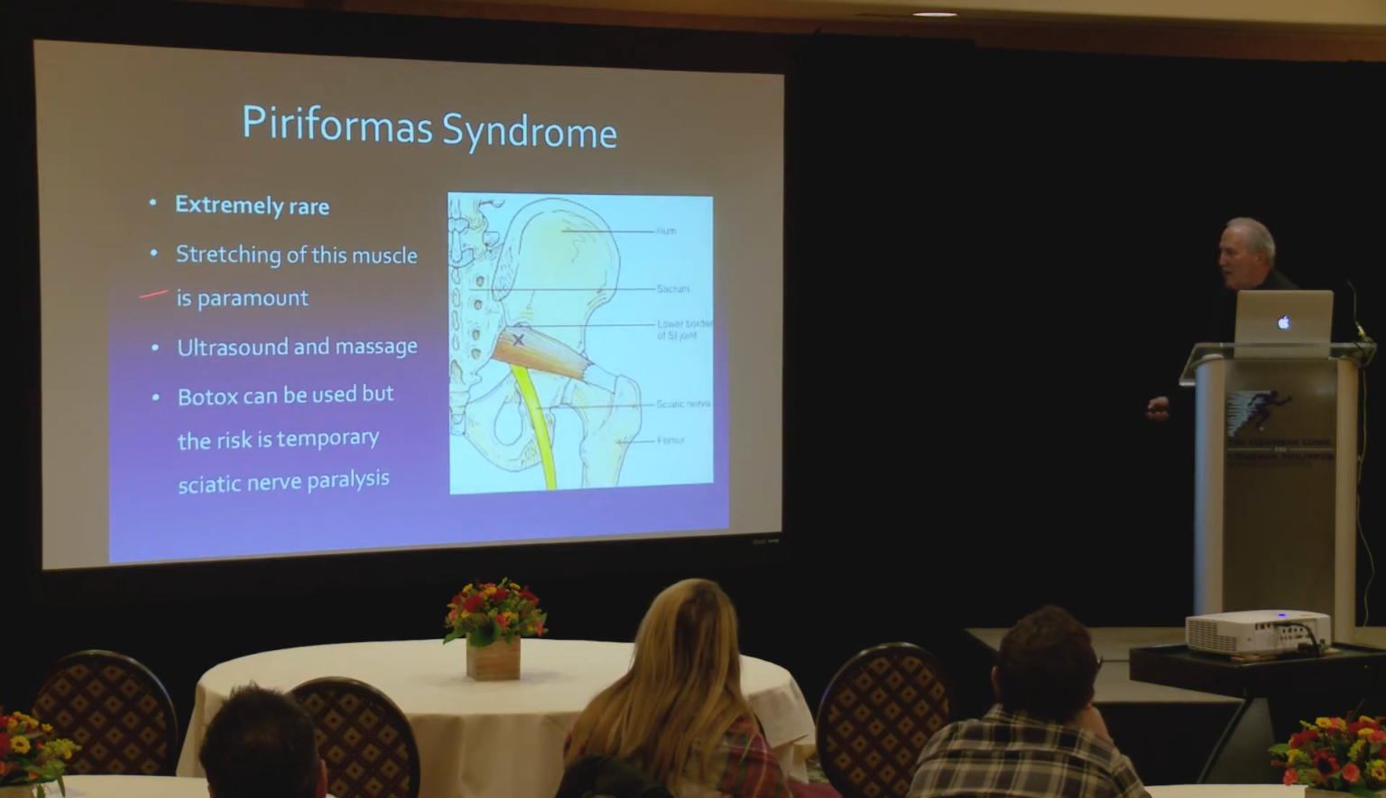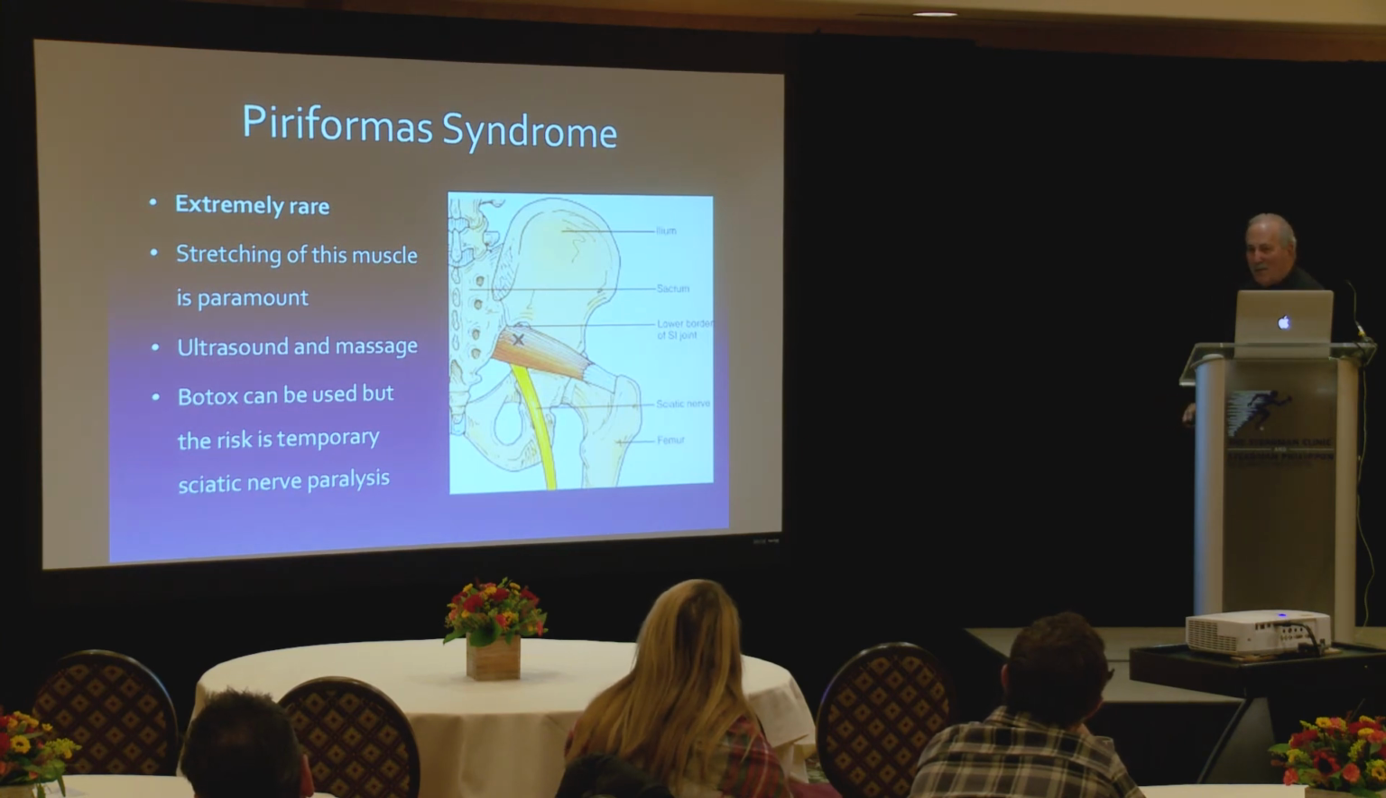Piriformis syndrome is extremely rare. I've seen 2 or 3 cases in my entire career. You've got to stretch the muscle, which originates from the front of the sacrum and inserts into the greater trochanter, and you've got to stretch it by internally rotating the leg. Ultrasound and massage, Botox can be used, but since the sciatic nerve is right there, there is a little bit of a problem, because if you hit the sciatic nerve, that's points off.